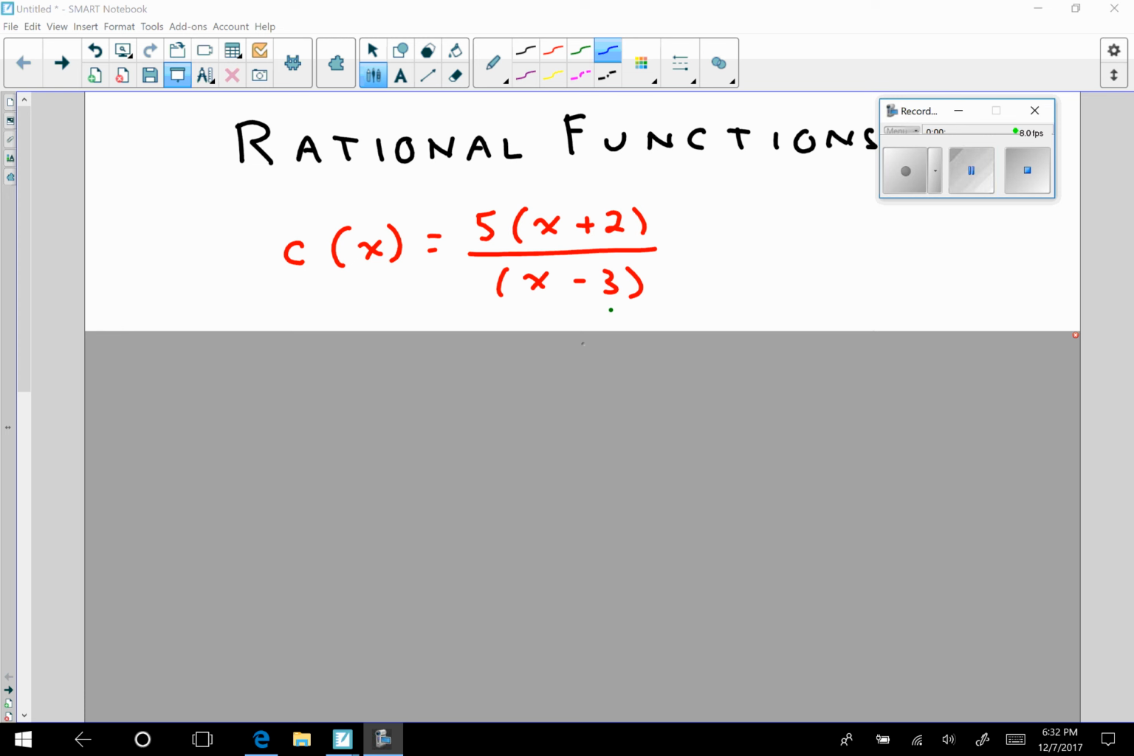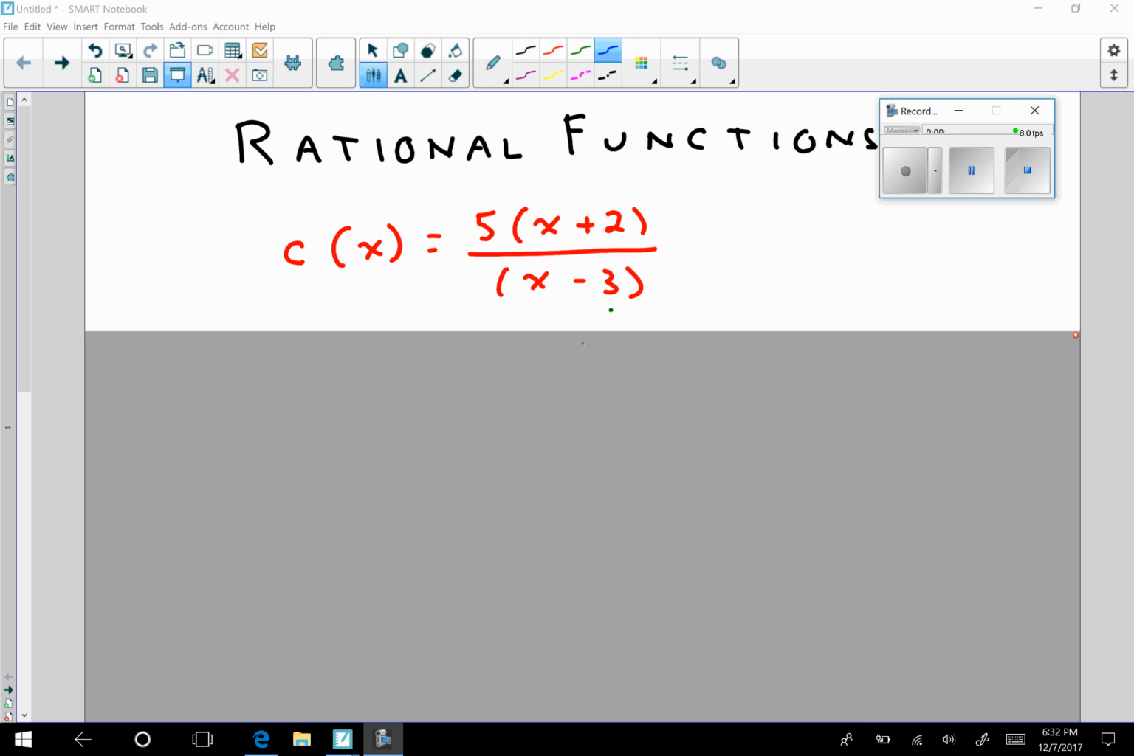Let's have a review of what can be an elusive topic, rational functions. We're going to analyze two rational functions, and at the end of this, we're going to graph both of these functions. So the first one, we're going to keep it fairly straightforward.